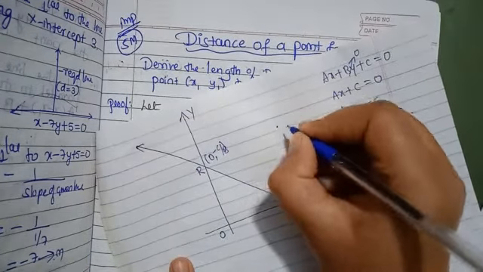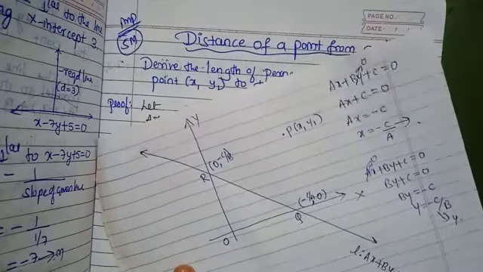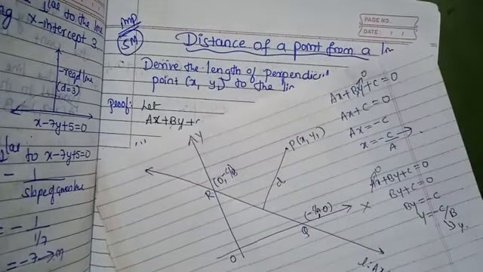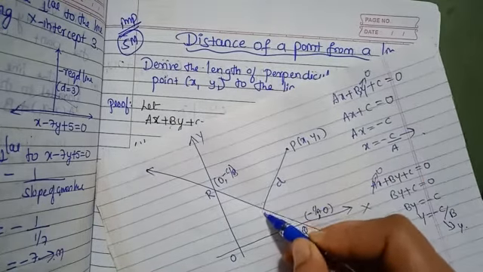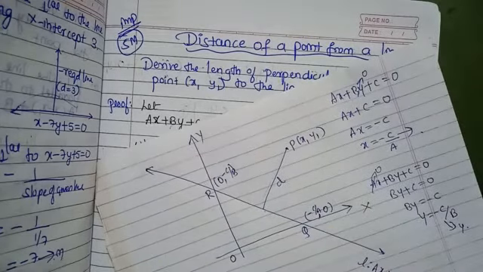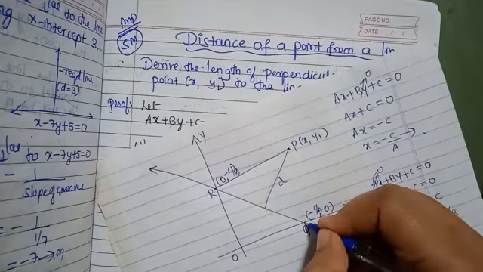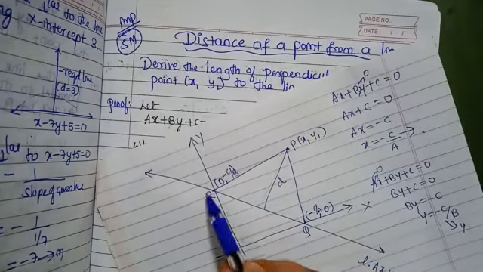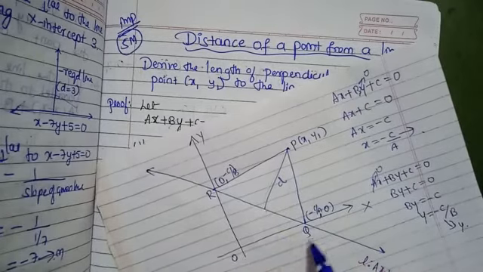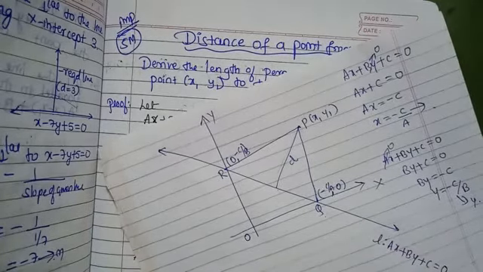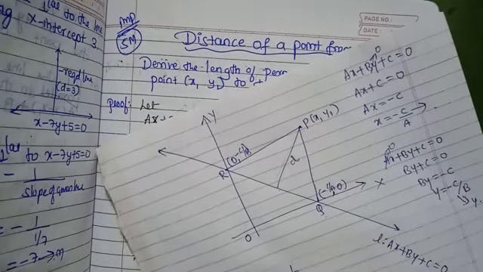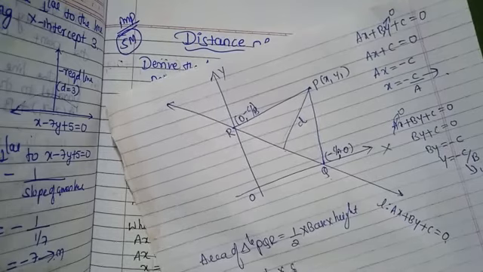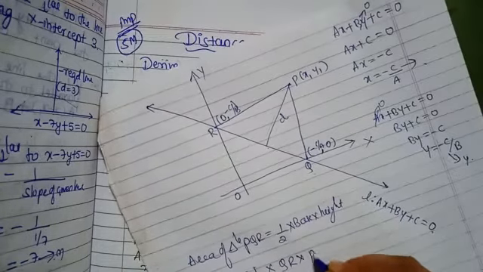Next, we have to consider the point P, which is taken as x1, y1, whose distance from this point to the line is d. This is the length of the perpendicular from the point to the line. Now join PR and PQ, and we get a triangle PQR. Now we are going to use area. The area of triangle PQR is given by half into base into height. So this is equal to half into base QR, and height is PM.